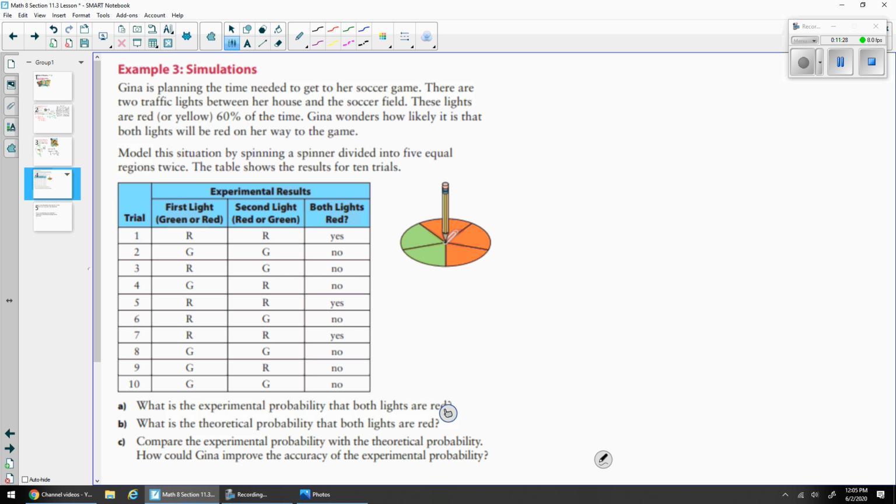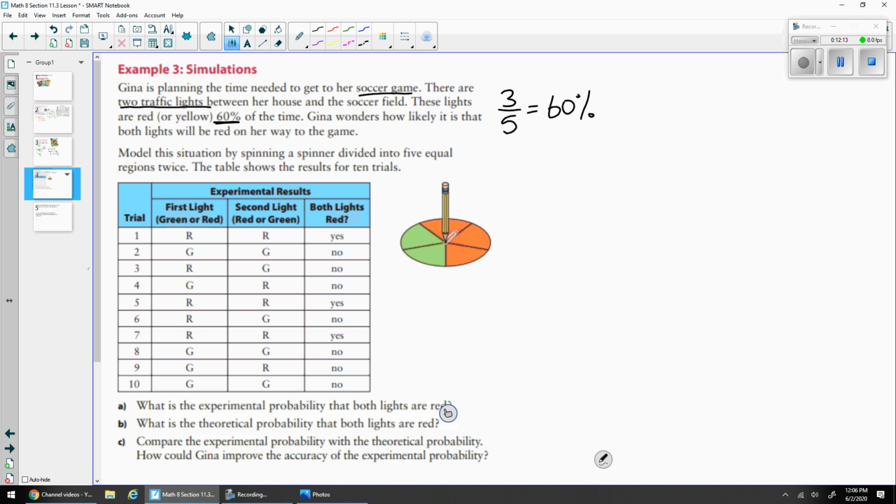Gina is planning the time needed to get to her soccer game. There are 2 traffic lights between her house and the soccer field. These lights are red or yellow 60% of the time, assuming you'd have to stop whether it was red or yellow. Gina wonders how likely it is that both lights will be red on her way to the game. So she modeled this situation by spinning a spinner divided into 5 equal regions twice. The table shows the results for 10 trials. This spinner shows 3 out of 5 red, which is the same as 60%. 3 out of 5 is equal to 60%.